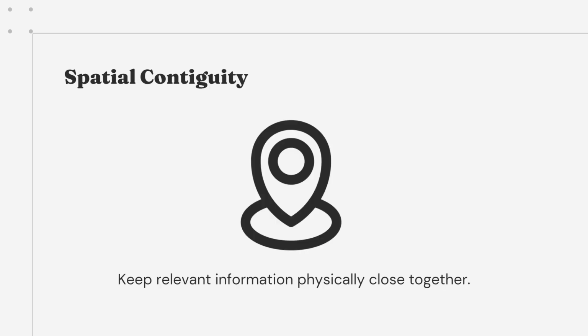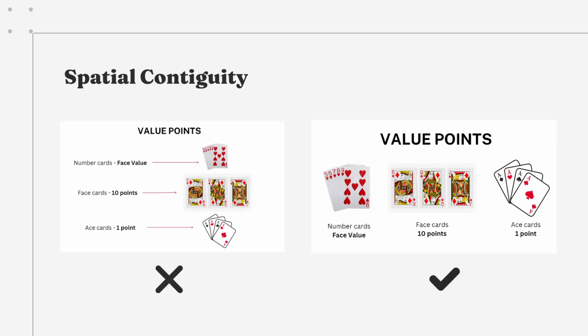Next is spatial contiguity. Keep all relevant text and visuals physically close together. Make it easy for the audience to know where to look for information. Again, it'll save them the mental load. On the left, even with pointers, the text is far away from the card, so it's like the viewers had to spend some mental load following the path to the visual representations. Placing the card values, the text, right under the card representations, the graphics, is much more effective because it takes you less time to look.